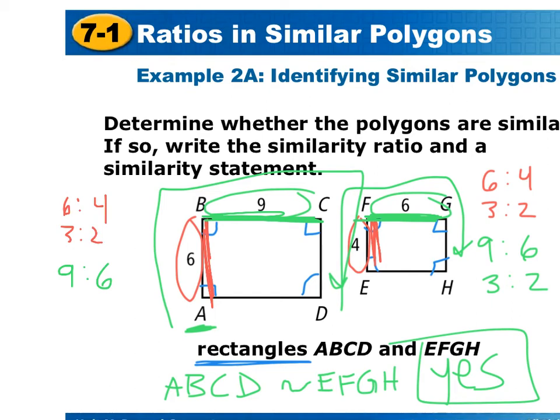And we can simplify 9 to 6 because 3 goes into both of them. So 9 divided by 3 is 3, and 6 divided by 3 is 2. So we're just simplifying them. If they're all the same when they're simplified, then it's yes. Since this is the same as this, they're proportional, and the corresponding angles were congruent. So yes, they're similar.